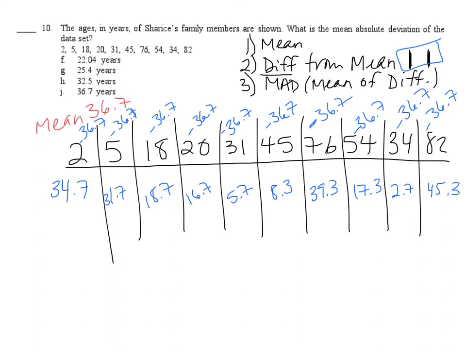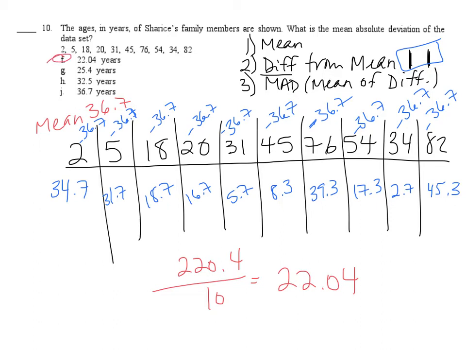So, now after all those subtractions, we're still not done. We just did step number 2. Now I actually need to find the MAD by finding the mean of these differences that I just found. So to find the mean of these, I just add these together and divide by 10. So when I add them together, I get 220.4. I'm going to divide by 10, and so I'm going to get 22.04. So I look up at my answers to see if that's an answer choice, and it is. It's F, so I did it right.